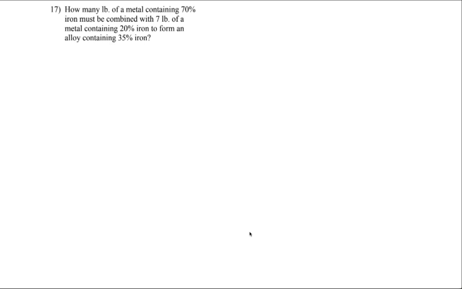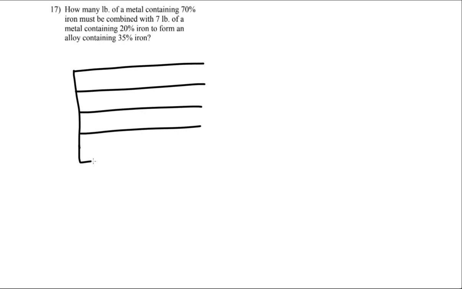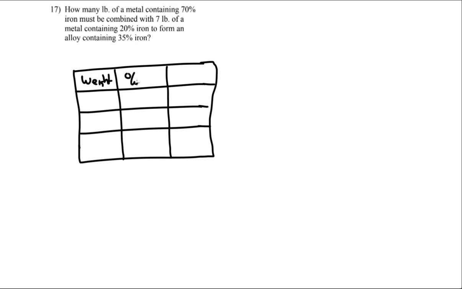Number 17 is a mixture problem. It's asking us about metals containing iron. So if it's a mixture problem, I'm going to create a matrix here. Okay, and once again, what do I know? I know that in this case it is weight. So we know that our weight times the percentage is going to equal the pure weight. So in this case, the weight of iron.